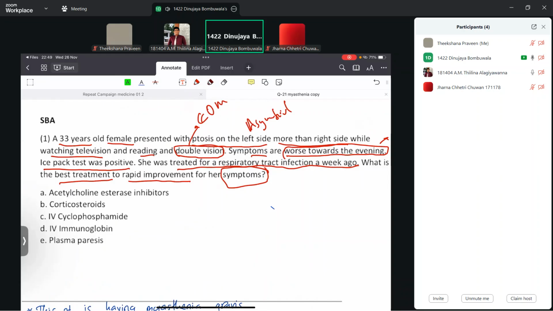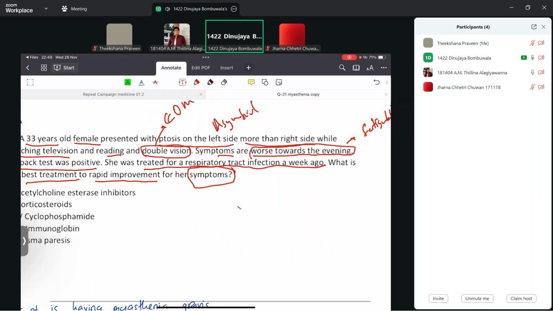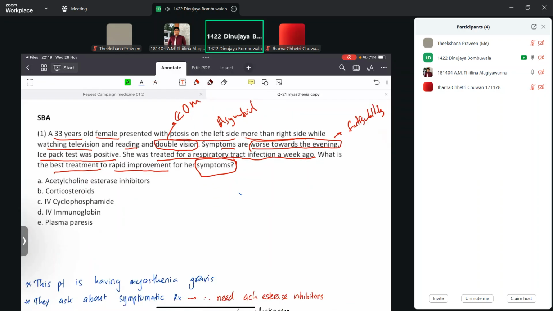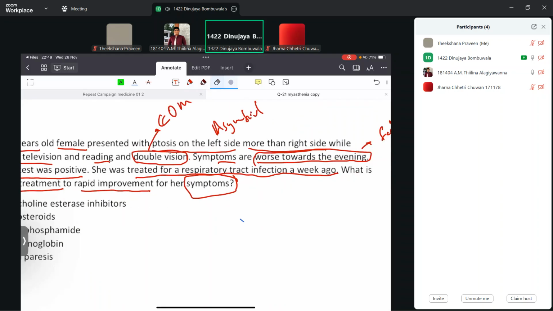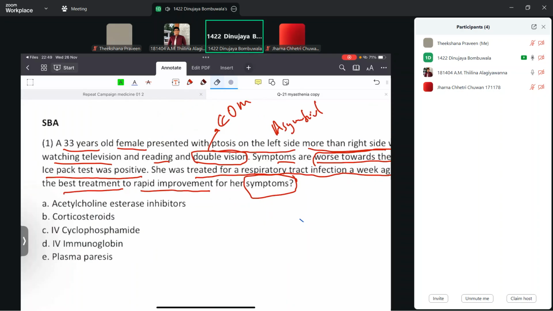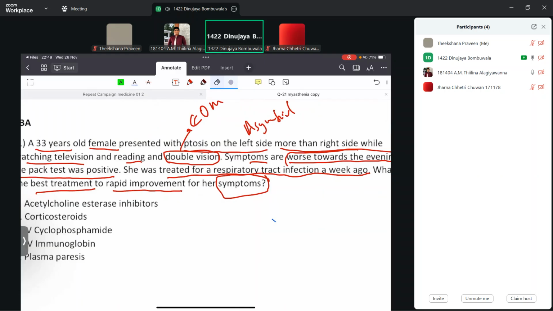Any idea what the diagnosis is? Myasthenia. You can get the diagnosis from the things they have given. Female patient, 33 years. Autoimmune diseases are more likely in these patients. And asymmetrical ptosis. There are causes of symmetrical and asymmetrical ptosis. In myasthenia, usually there is asymmetrical ptosis. And double vision, which occurs due to the extraocular muscle involvement. And worse towards evening, that is the most important one.